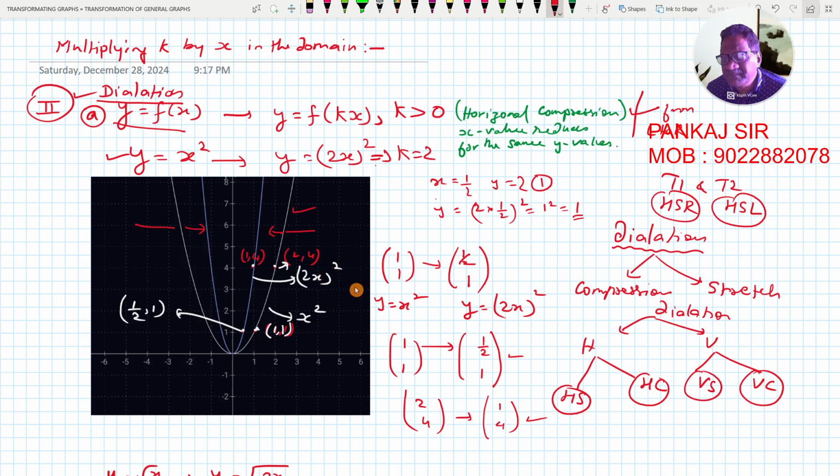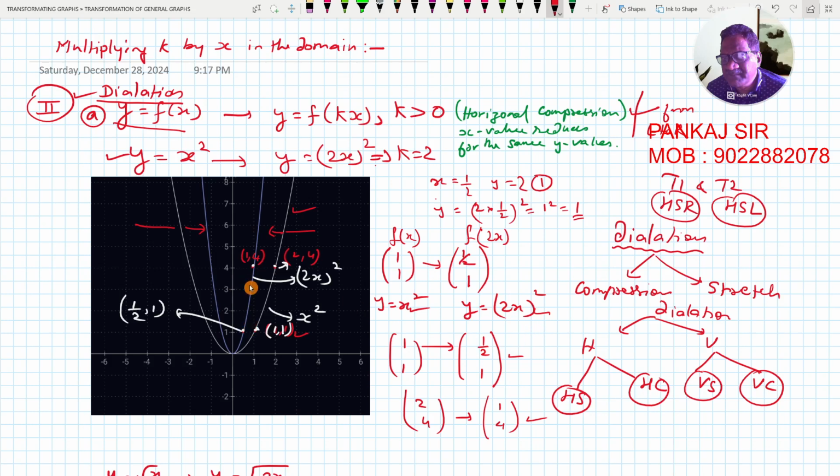Now let us try to understand what is happening to the coordinates. Let us take one coordinate, say 1 comma 1, from f of x. This is a point 1 comma 1 from y is equal to f of x, which is nothing but x square. And after transformation, what is the transformation? y is equal to f of 2x, that is y is equal to 2x the whole square. This is the new function, or the transformed function.